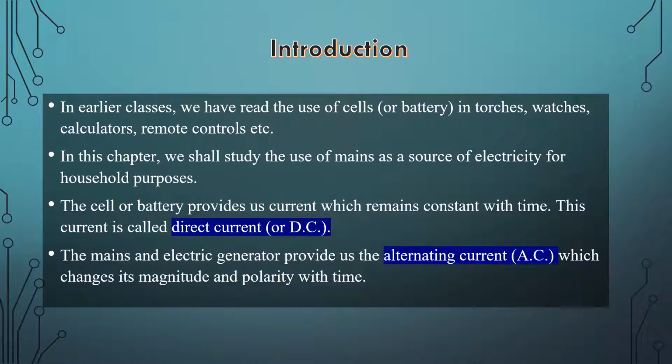Now children, there are two types of current, that is direct current and alternating current. What is direct current? The current that is provided by a cell or battery, which remains constant with time, is known as direct current. And the current which is provided by the mains and electric generators is known as alternating current. Why? Because it changes its magnitude and polarity with time. So in this chapter we are going to learn more about alternating currents.